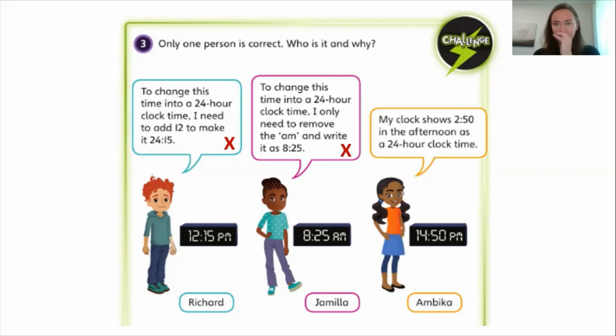That leaves Ambika. Ambika says, my clock shows 2:50 in the afternoon as a 24-hour clock time. I have a slight issue with this. Whoever wrote this book put a PM on the end of this time, and as we know, in the 24-hour clock, we do not need to write PM or AM after the time. That's something that we do when we're showing time in the 12-hour format. So I will say that Ambika is right in that 14 take away 12 is 2. So it will show 2:50 in the afternoon, but on her 24-hour clock, it shouldn't show the PM. Okay, so Ambika was correct there.